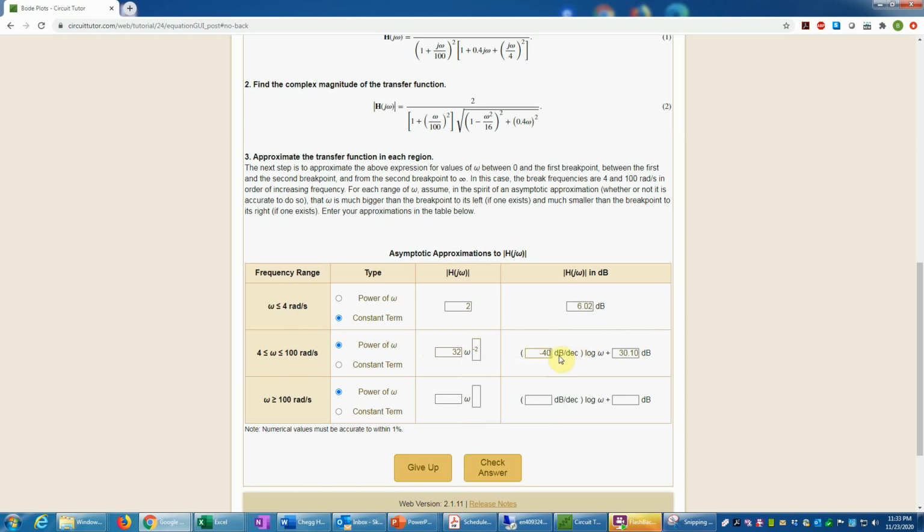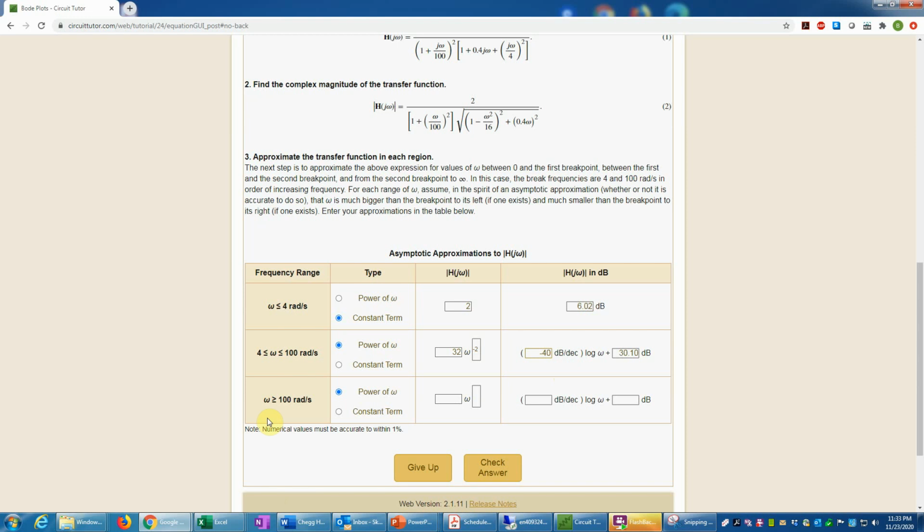And remember, that's called dBs per decade because as omega goes up by a factor of 10, that's going to increase the log of omega by 1. And therefore, then that multiplies the slope. So that gives us a slope of negative 40 dBs per decade.